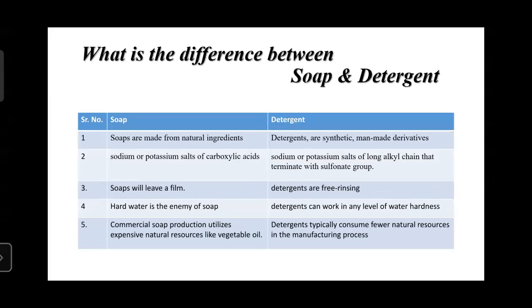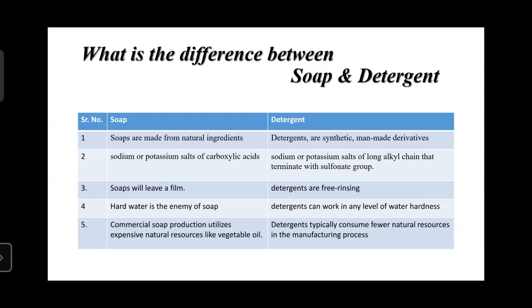First, soaps are formed from natural ingredients. Detergents are formed from man-made or synthetic derivatives. The sodium or potassium salts of carboxylic acid are called soap, whereas sodium or potassium salts of a long alkyl chain that terminates with a sulfonate group are called detergent. Soap will leave a film. Detergents are free rinsing. Hard water is the enemy of soap. Soap can't work in hard water. Detergent can work in any level of hardness of water.